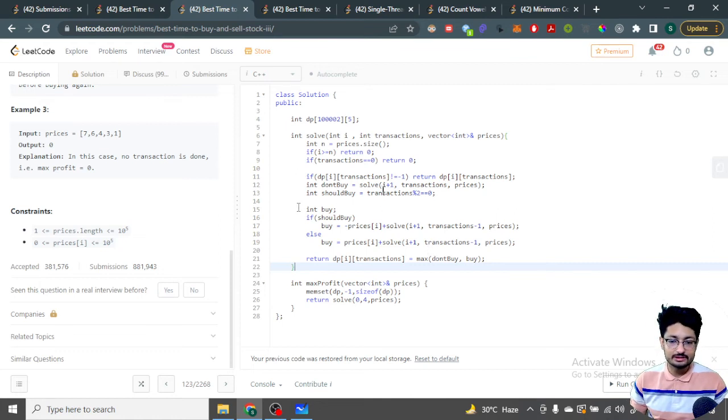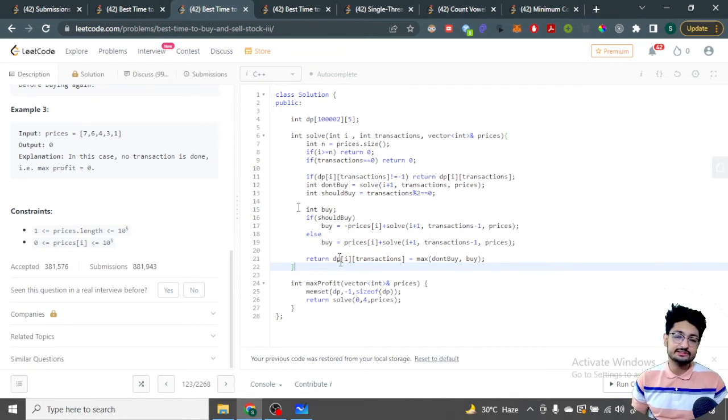So you just do a mod of 2, which tells whether I should buy or not. If you should buy this day, your total portfolio value is decreasing by this, and you just go to the next state, and the number of transactions decreases by 1, because you have done one transaction, that is buying or selling. Both are considered to be transactions. So if you have done one transaction, decrease by 1, go to next state.